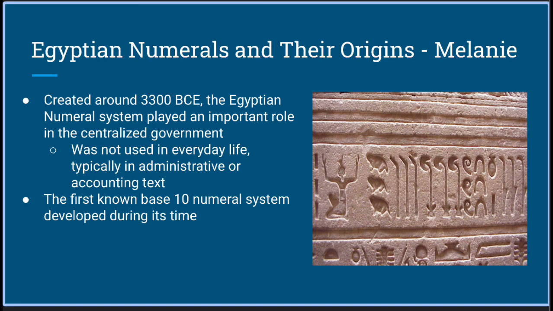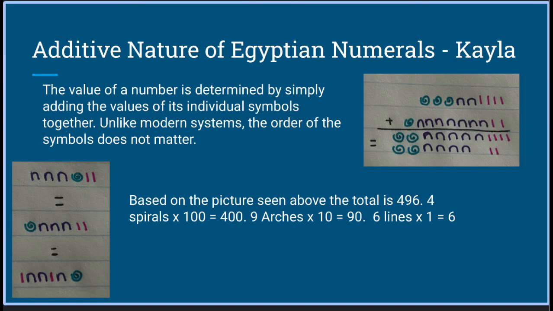It is also known as the first base 10 numeral system, which allowed for the representation of large and small numbers. So with this slide, the additive nature of Egyptian numerals: the value of a number is determined by simply adding the value of its individual symbols together. Unlike modern systems, the order of the symbols really doesn't matter. You can see this example shown in the lower left corner. So based on the picture seen above, our total is 496.